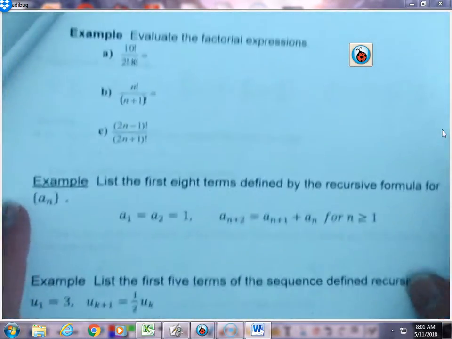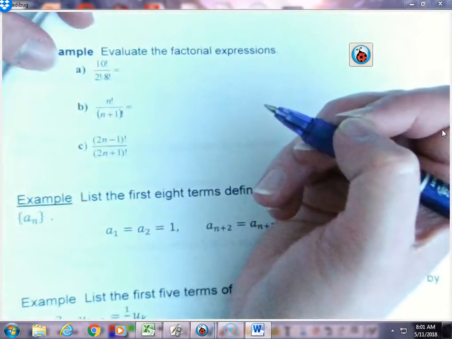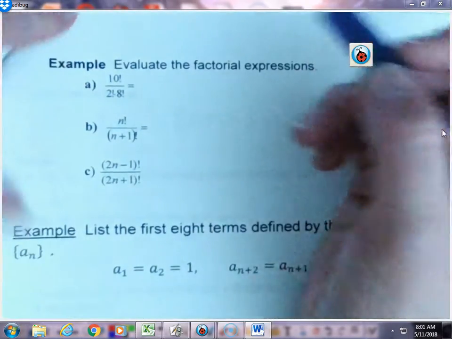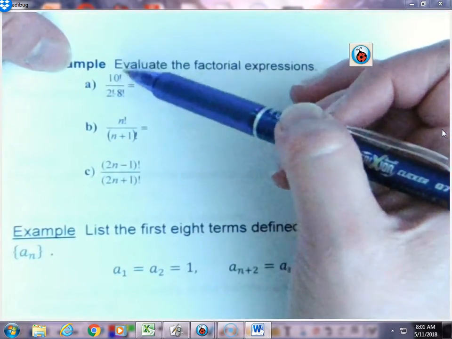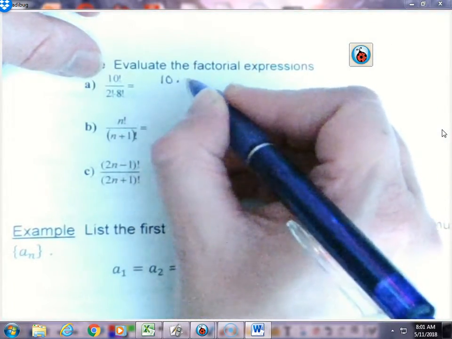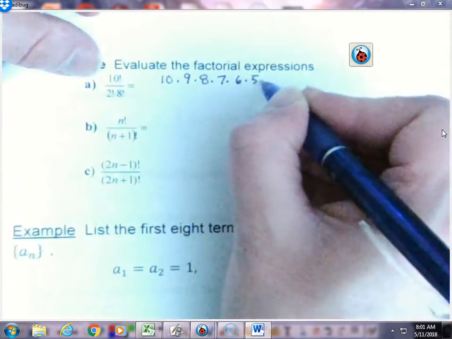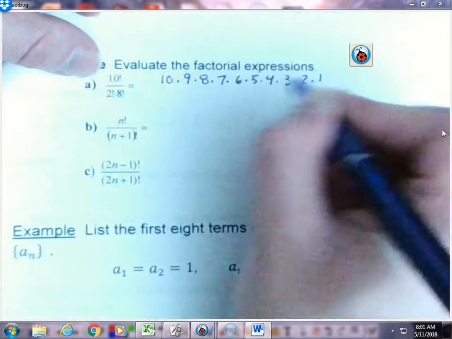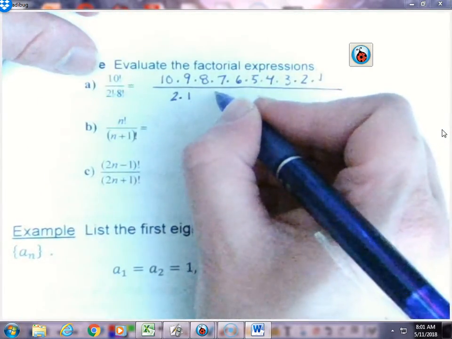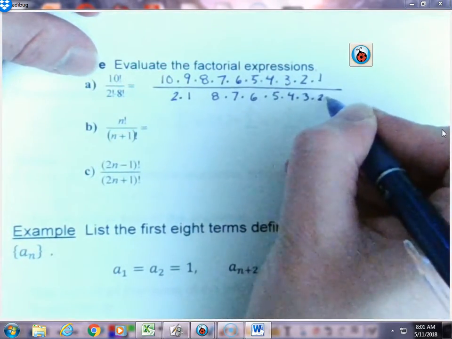Okay, and then this is some stuff with evaluating factorial expressions. You can do this really simply. By the way, you can also do factorial in your calculator, but I want you to know how to do it and simplify it without the calculator, partially because if you know how to do it with numbers, you can then do it with variables. So if you had to multiply out 10 factorial, I'm going to write it out the long way the first time: 10 times 9 times 8 times 7 times 6 times 5 times 4 times 3 times 2 times 1. And then 2 factorial is 2 times 1. And then 8 factorial is 8 times 7 times 6 times 5 times 4 times 3 times 2 times 1.